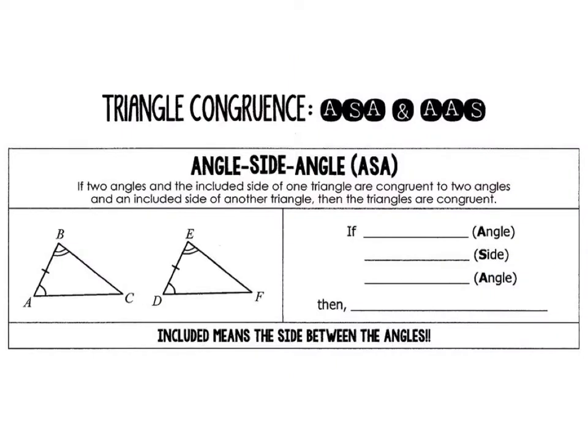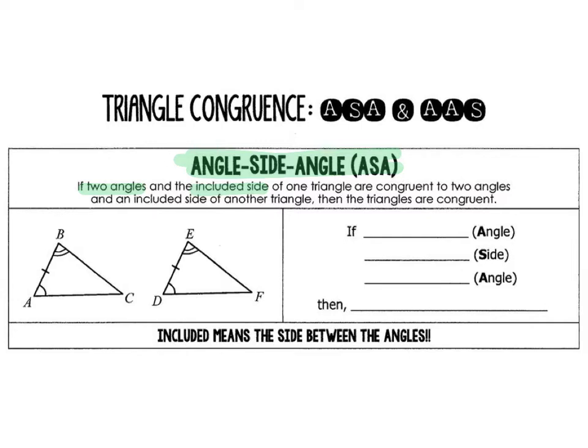Alright, so last class we talked about SSS, side, side, side, and SAS, side, angle, side. Today we're going to be talking about a couple more postulates. So first off, let's start with angle, side, angle. One way we can prove triangles congruent with fewer parts is if we can prove that two angles and the included side of one triangle are congruent to two angles and the included side of another triangle. Then we can say the triangles are congruent.